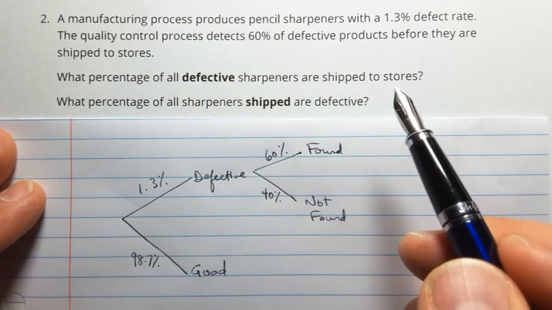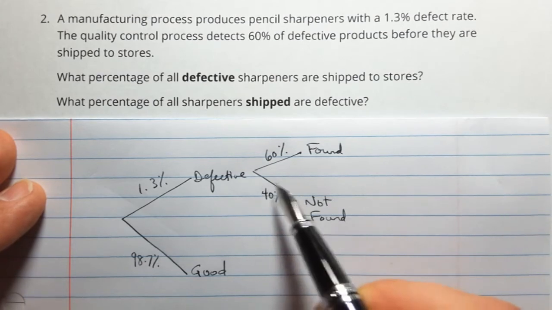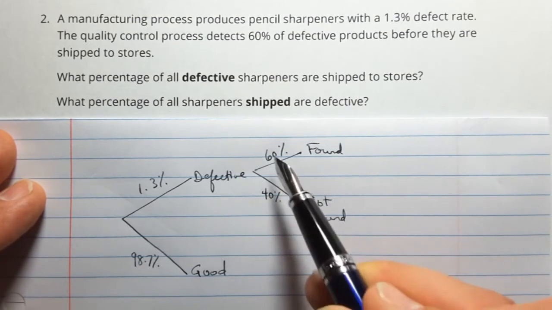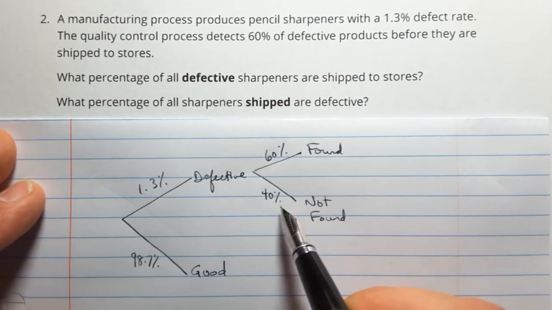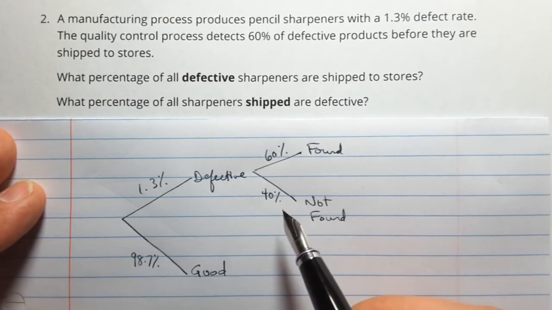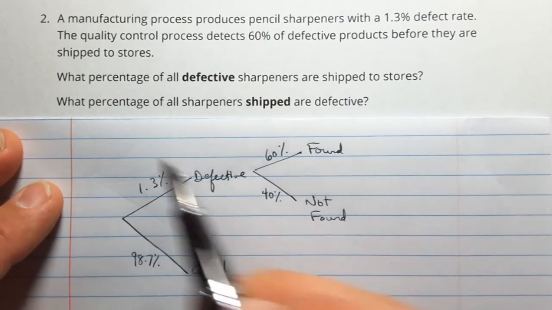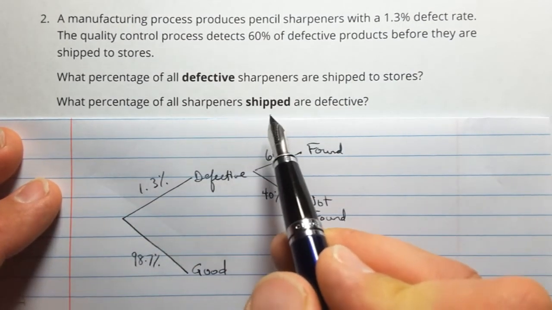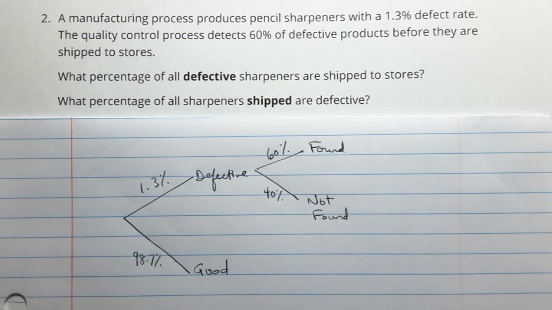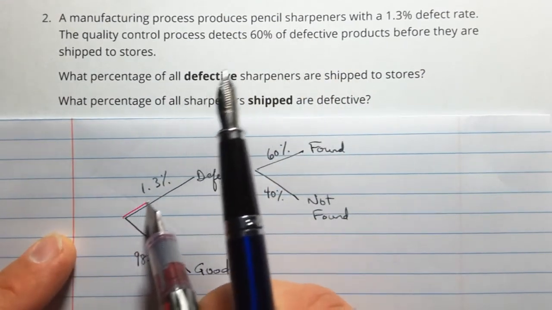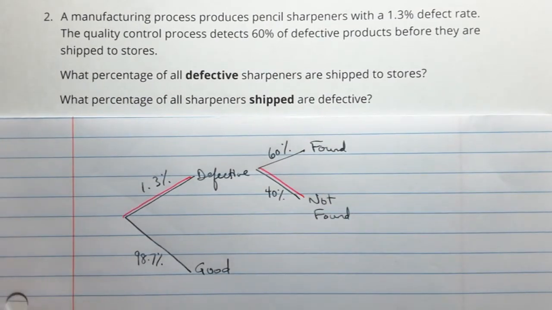So what percentage of all defective sharpeners are shipped to stores? If a sharpener is defective, what is the chance that it goes to stores? That's 40%. That's just this number, no calculation required other than, I guess, we subtracted from 100. That's the probability of a defective sharpener being shipped to store. So that's the percentage of defective sharpeners that are shipped to stores as well. Probability and the percentage shipped are the same here. What percentage of all sharpeners shipped are defective? Okay, we're talking about something that is defective and is not found. So that gets shipped to stores.